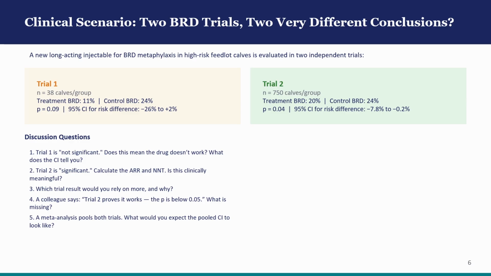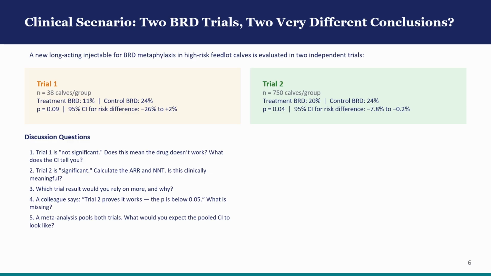Question 3 answer. Trial 2 is far more reliable, 800 calves per group versus 38. Trial 1 was so underpowered that its non-significant result carries almost no information. Trial 2 had adequate power and produced a precise estimate, a narrow CI confirming a real but modest effect. More animals means the estimate is closer to the truth. If forced to make a clinical decision on one result, always prefer the adequately powered study.